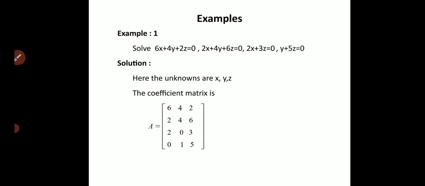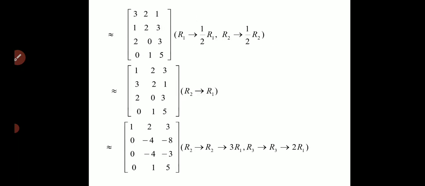The coefficient matrix A has coefficients of x, y, z in the first equation as 6, 4, 2, and in the second equation as 2, 4, 6. In the third equation there is no coefficient of y, so it is 0, and the coefficient of z is 3, so the third row is 2, 0, 3. In the last equation there is no x term, so it is 0, the coefficient of y is 1 and the coefficient of z is 5. This is the coefficient matrix obtained from this system of equations. Let us find the rank of this matrix.